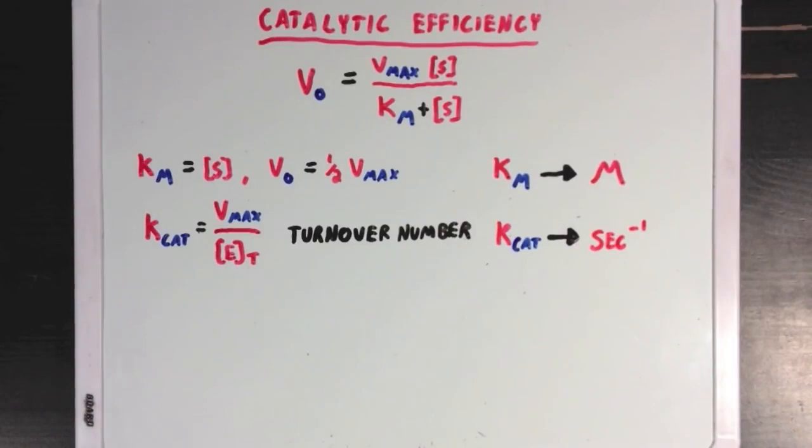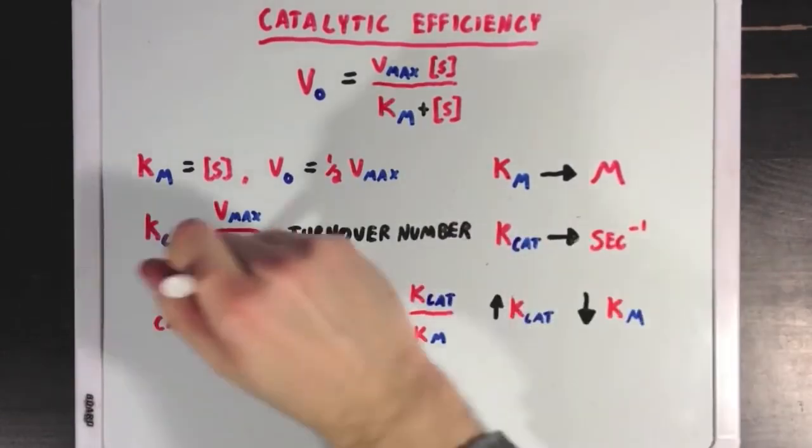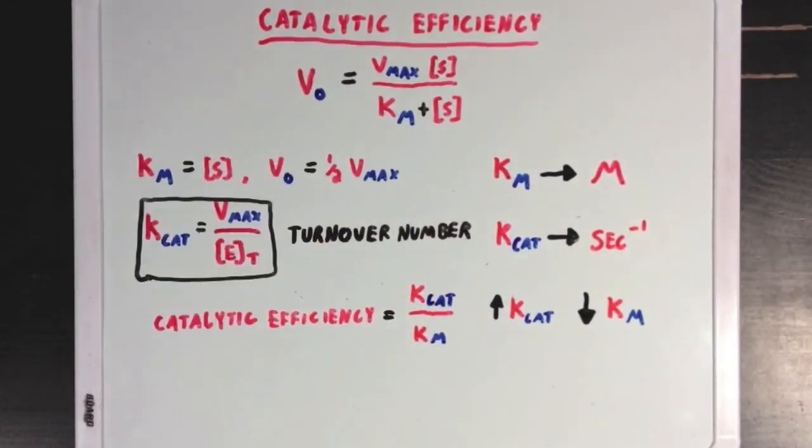So we can define an enzyme's catalytic efficiency as a combination of Km and kcat. And we do this by saying it's equal to kcat over Km. So a higher kcat or a lower Km would result in an increase in an enzyme's catalytic efficiency. And every different enzyme has a different catalytic efficiency in certain conditions. And we can use this term to score enzymes on how good they are.